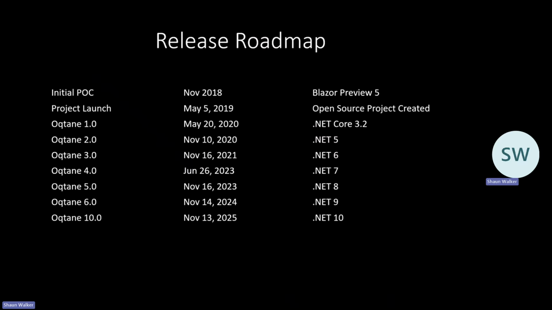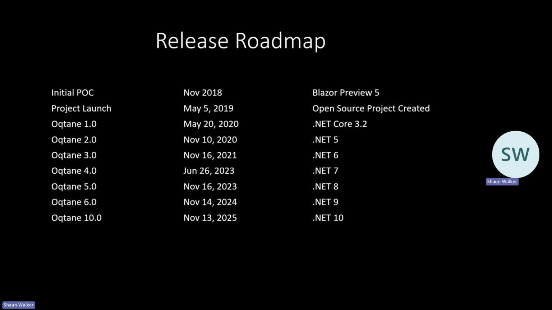If we talk about the roadmap for a minute, the initial proof of concept of Oqtane was released in November of 2018. And that was when Blazor was still in a preview state, right? It wasn't experimental anymore, but it hadn't been released officially as part of .NET Core yet. And then the open source project for Oqtane was launched in 2019. And so that's when the open source project was first created.